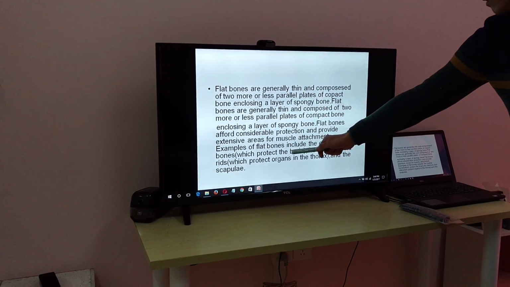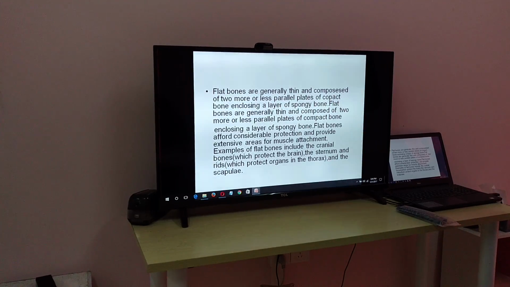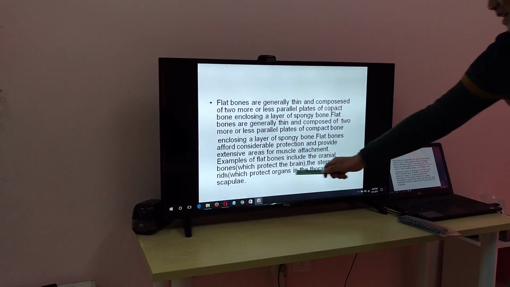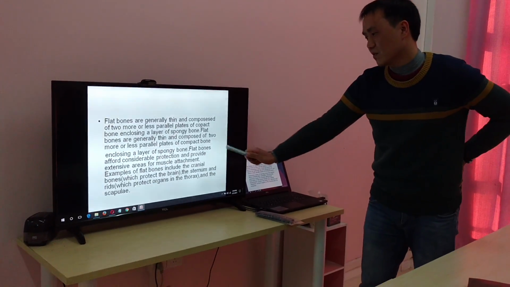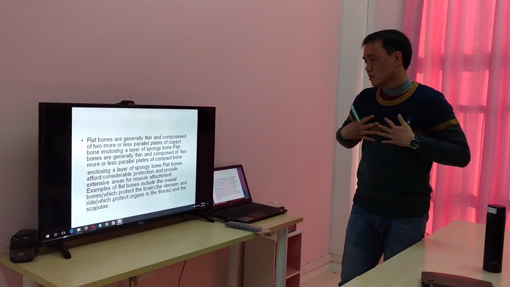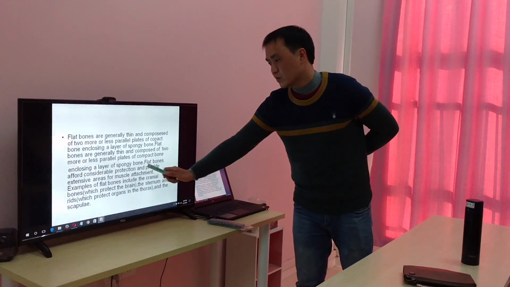Examples of flat bones include the cranial bones, which protect the brain. The sternum and the ribs protect organs in the thorax. And the scapula.